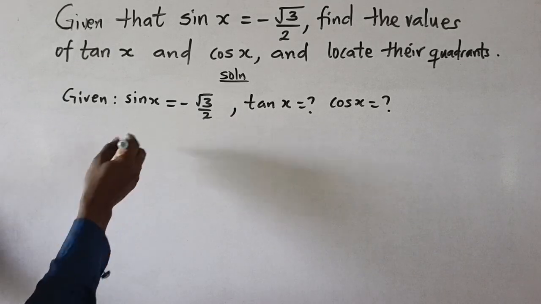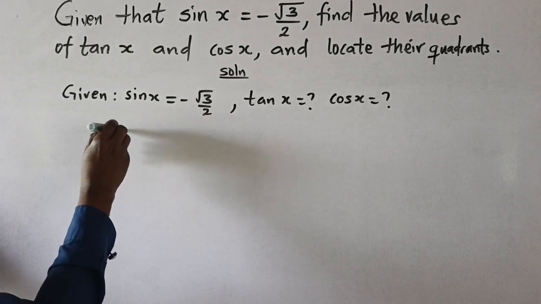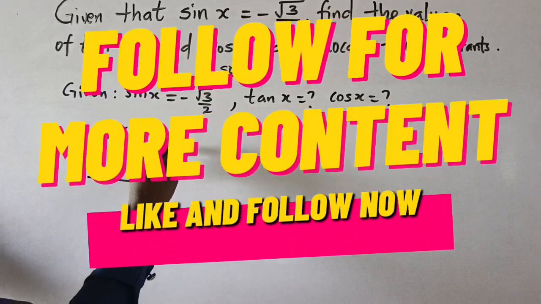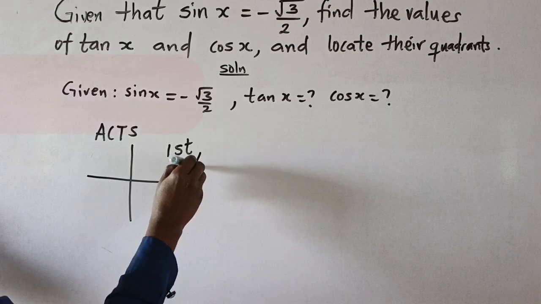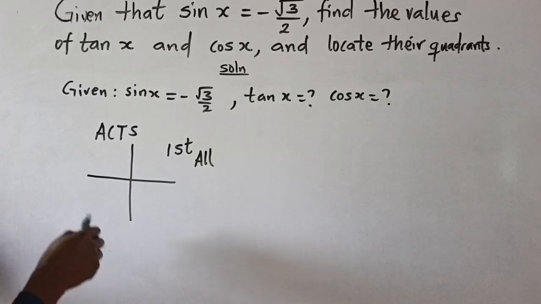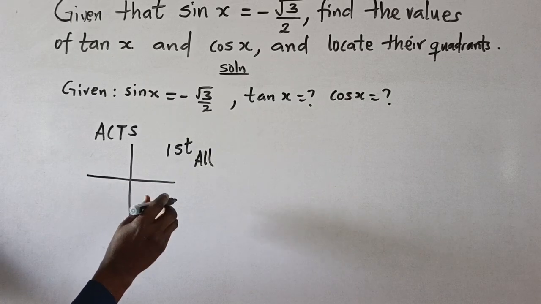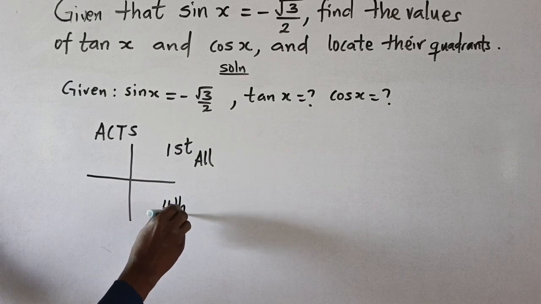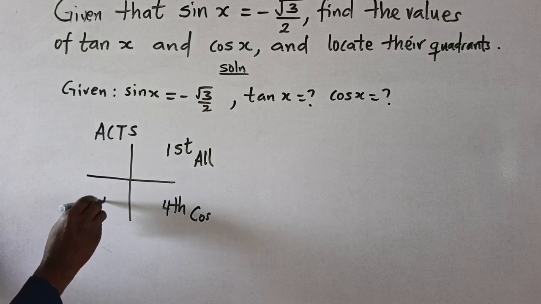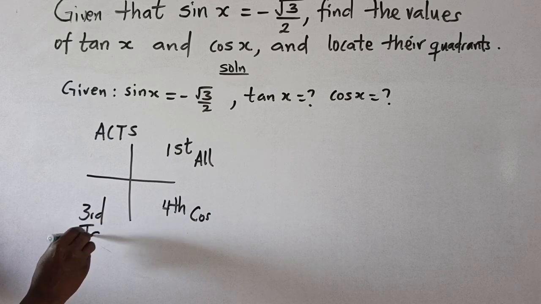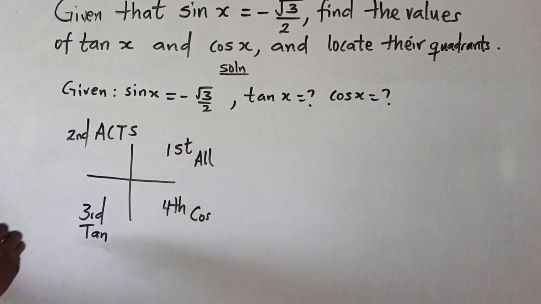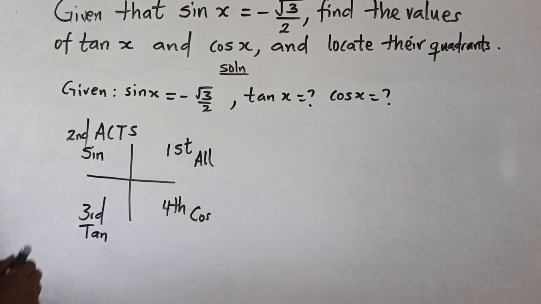To derive an acronym, that is ACT, which implies the quadrants of a circle. In the first quadrant, all are positive; that is, sine, cos, and tangent are all positive. In the fourth quadrant, we have cos to be positive. In the third quadrant, we have tangent to be positive. And in the second quadrant, we have sine to be positive.